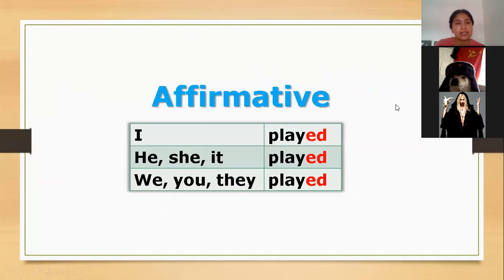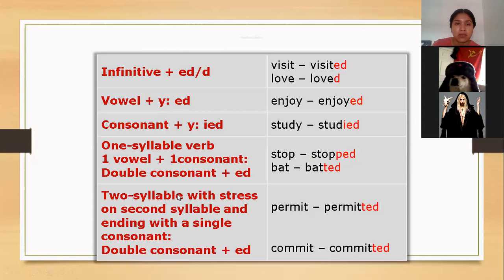So this is the affirmative structure of the simple past. We are with the regular verbs, right? So I am going to use any subject. I mean, it's gonna be the same for every single subject from I to they. And most of the verbs, as we said yesterday, are only gonna need to add ed. There are some exceptions.